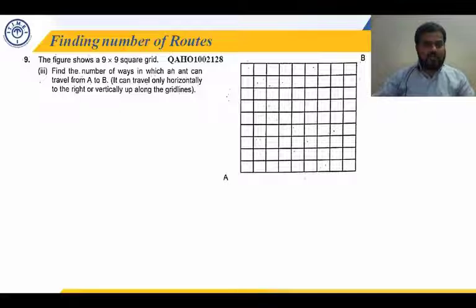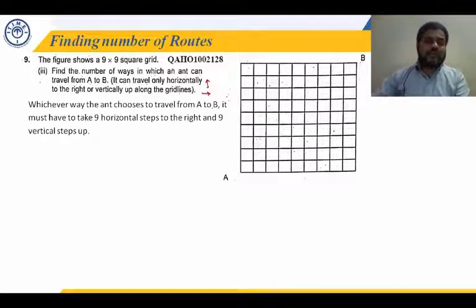In this case, we have to find the number of ways in which an ant can travel from A to B. It can travel only horizontally to the right or vertically up along the grid lines. So the ant has to move from A to B, and the ant can only move in this direction, towards right, horizontally to the right, or vertically up.